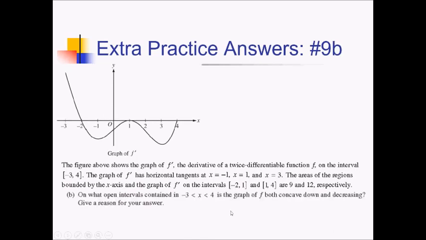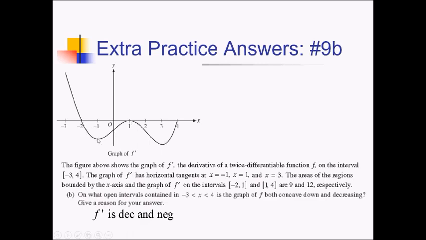For this part, we want to know on what intervals between -3 and 4 is our graph of f both concave down and decreasing. So concave down means we want f prime to be decreasing. Decreasing for f means we want f prime to be negative. So we're looking for f prime both decreasing and negative. So let's start on the left here and take note as we go. We start off with f prime decreasing but positive, so that interval doesn't work. Then when we get to -2 all the way until -1, we are decreasing and negative. After that, we're increasing. After that, again, we're decreasing.